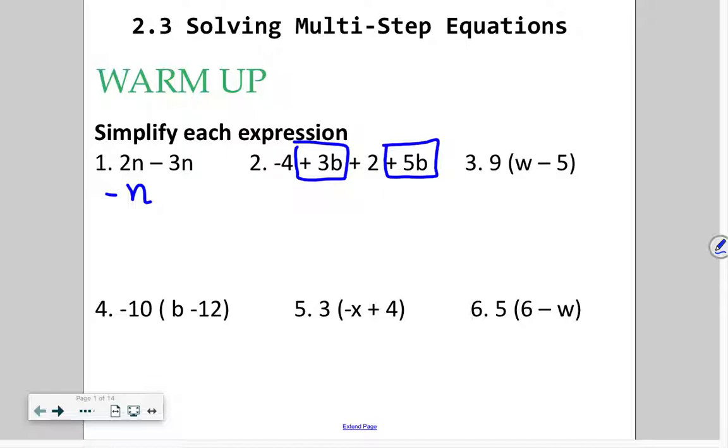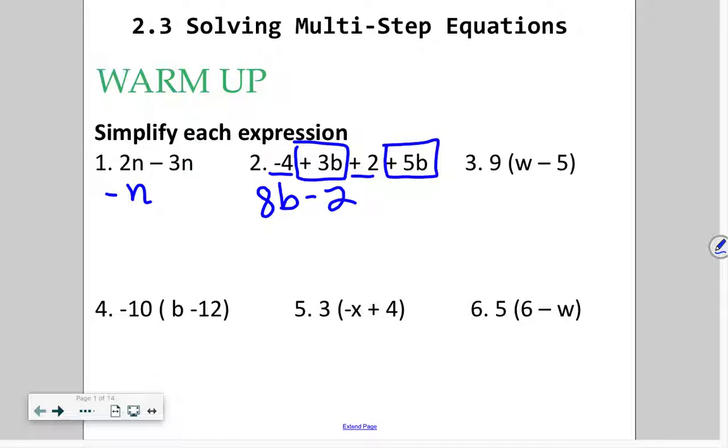Almost always, the variables are going to be done first. So what's positive 3b plus a positive 5b? 8b. Now you have the negative 4 plus 2, which is negative 2, so it becomes 8b minus 2. We don't put minus a positive 2 or anything like that.